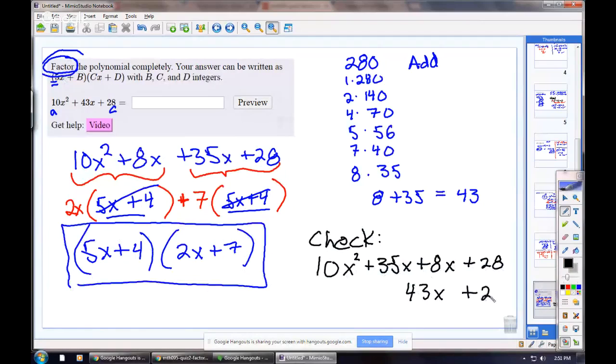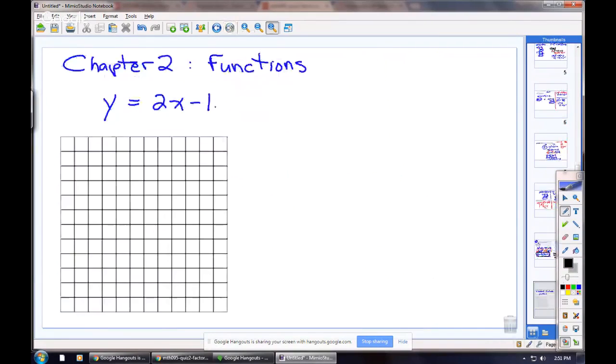And do the signs match up? Everything is positive. That's an 8. Everything is positive. I think that matches right there. Yep, check. I got it. All right, that's called the AC method. Factor by grouping is part of that. Cool stuff. One more problem.